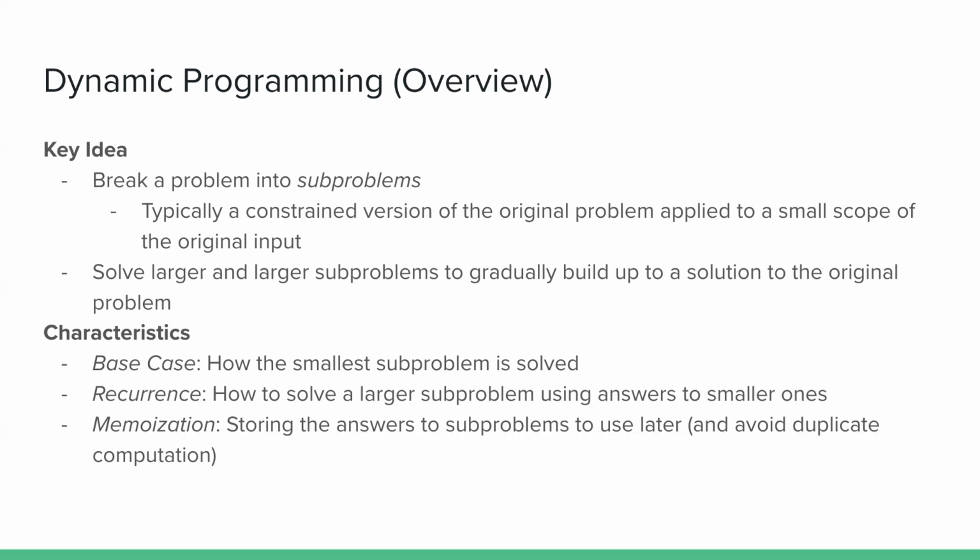Wait, could you repeat bottom up, top down again? Bottom up is like we're just starting from the bottom of the tree that we've constructed, right? And then top down we start from the top, right? So in top down we say fib of n, right? In bottom up we say let's compute fib of 0 and fib of 1 first, and then let's compute fib of 2, fib of 3, fib of 4, all the way up to fib of n.